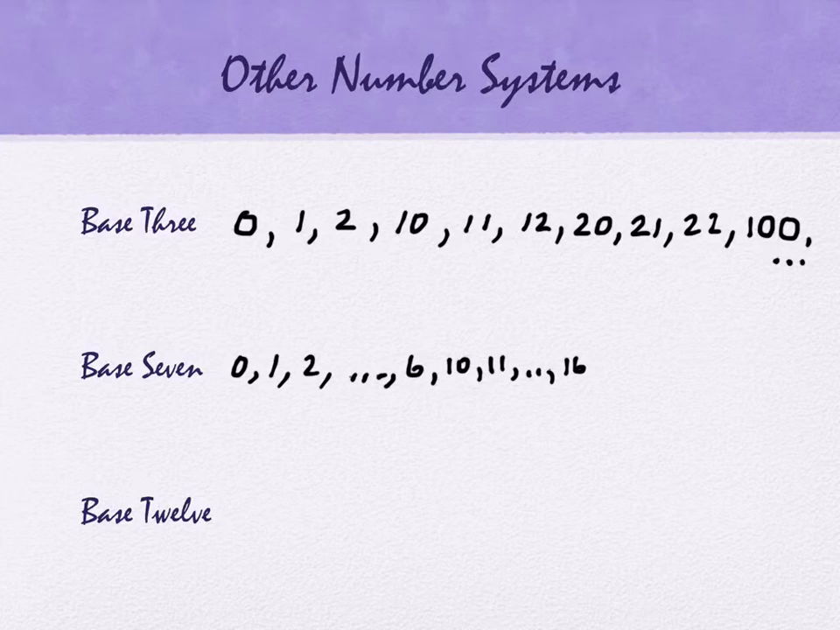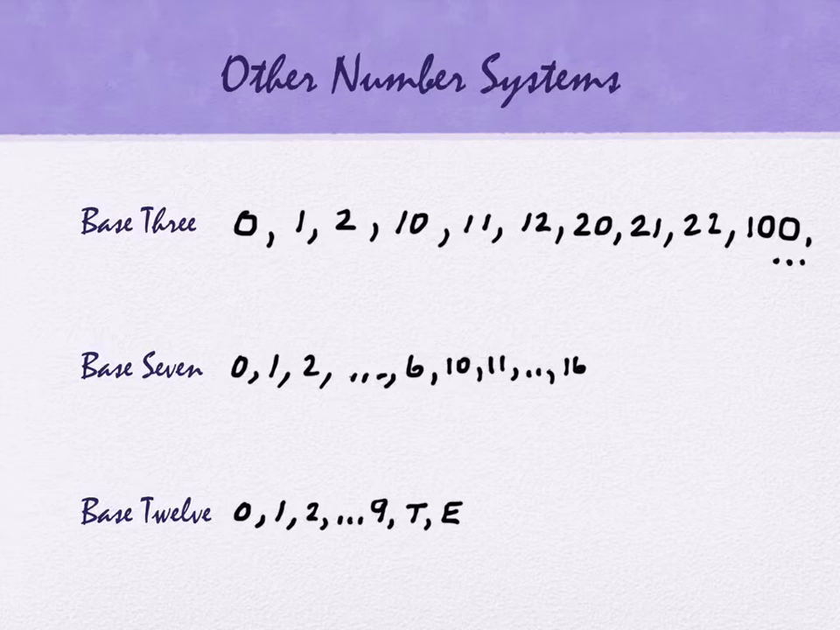Base 12 is different. Why is base 12 different? Because 12 is already a two-digit number the way we interpret it, right? So what do we do instead? Well, I'm going to show you what your book does. Other books do different things. But we're going to have 0 up to 9. But, of course, that's only 10 digits, and I'm supposed to have 12 digits, right? Some books will start using letters of the alphabet, A, B, C. That's actually what I prefer. I think that works a little bit better. What your book does is your book uses T for 10 and E for 11.